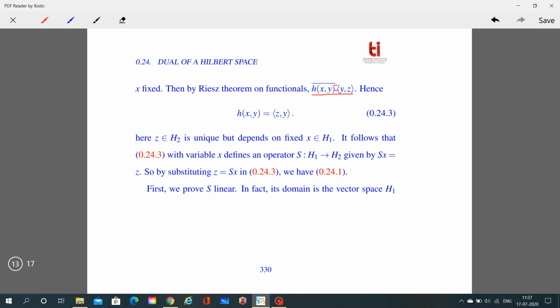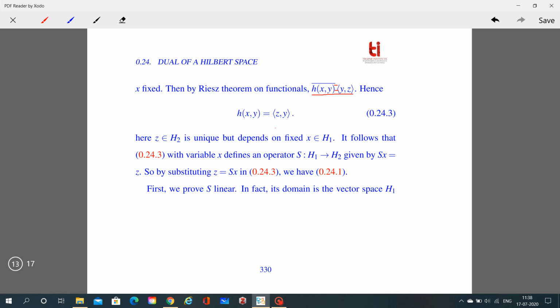Here z belongs to H2, is unique, but depends on a fixed x belonging to H1. So it follows that with the variable x, this defines an operator S, where Sx is equal to z. By substituting z equal to Sx in this equation, we have the given equation become the following.